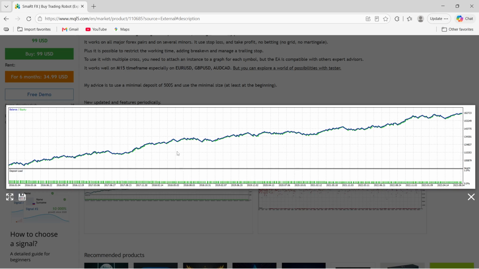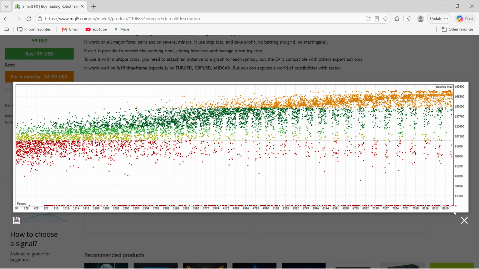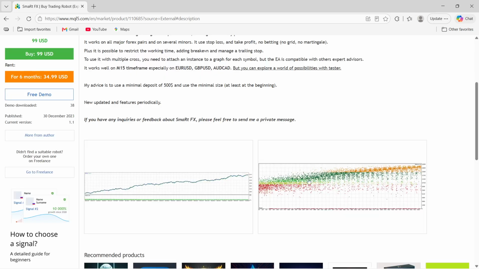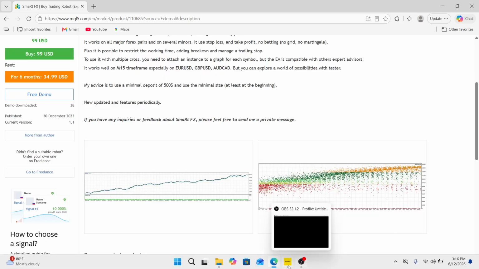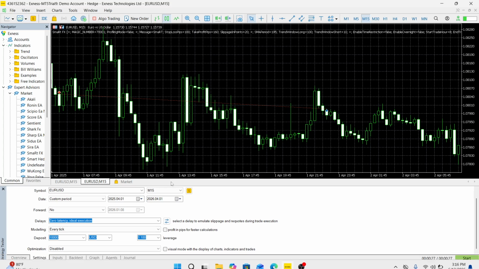So it looks pretty decent, with pretty decent gains over time. So let's quickly go ahead and compare that to my own personal backtest to see if it actually holds up to what the developer claims and the developer's test as well.